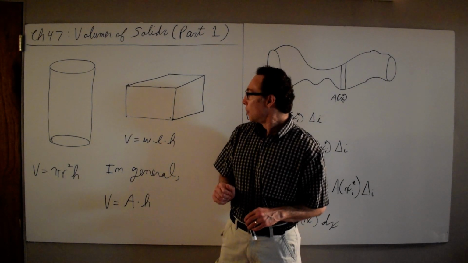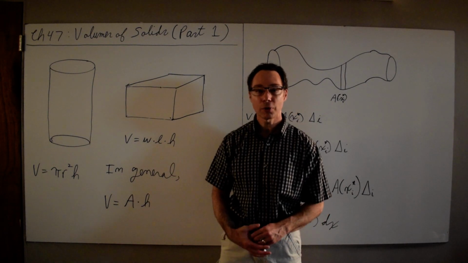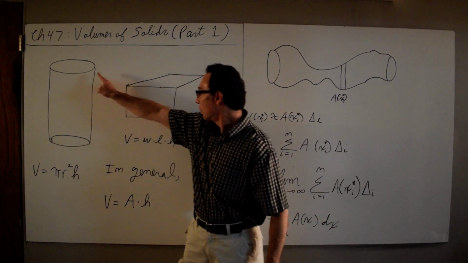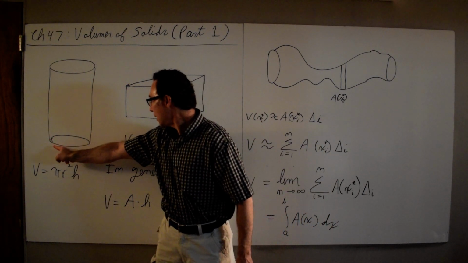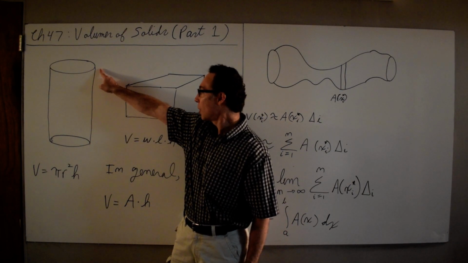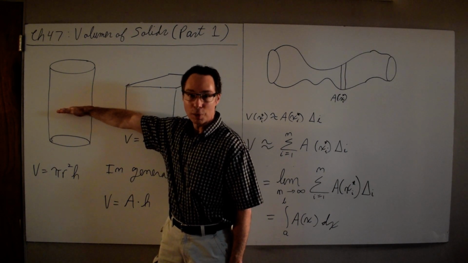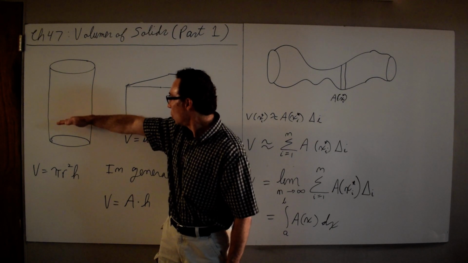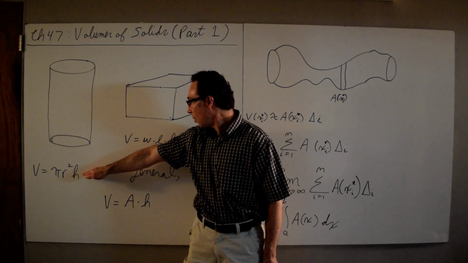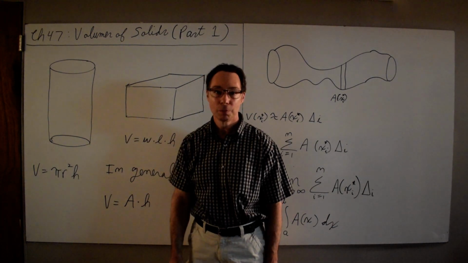Now, before we start talking about volumes of solids from Chapter 47, let's look at some familiar volume formulas. First of all, we have a circular cylinder. The base right here is a circle. The base up here is a circle of the same size. Any place that you slice the cylinder, you will see a circle of the same size. So this is a nice uniform circular cylinder. Its volume is pi r squared times the height, where r is the radius of the base.